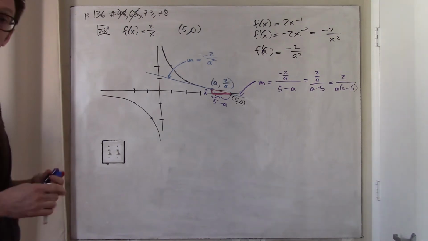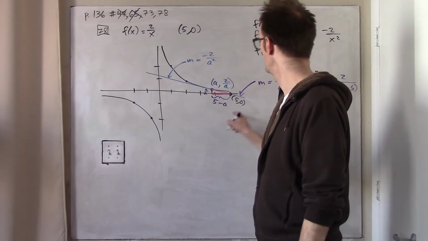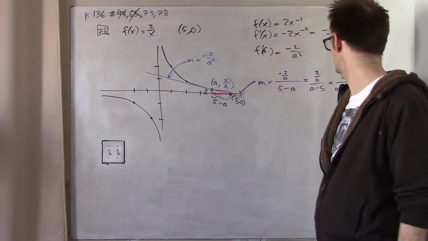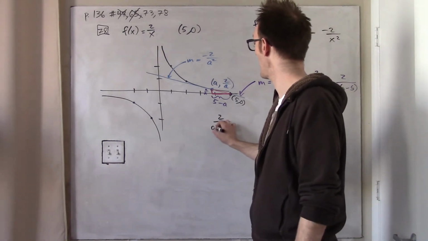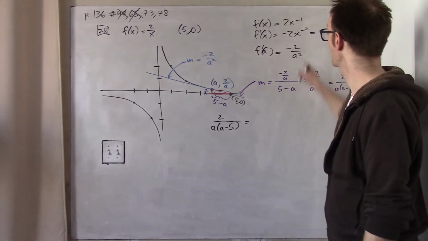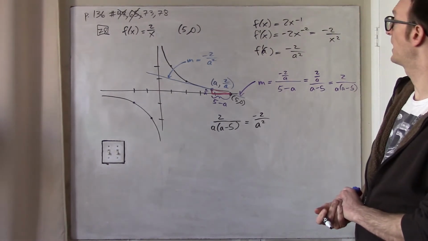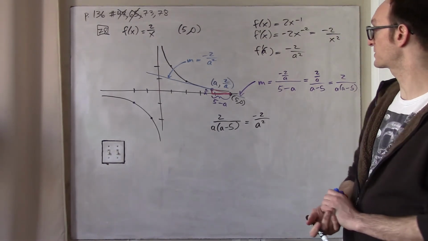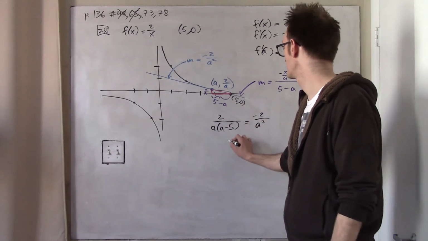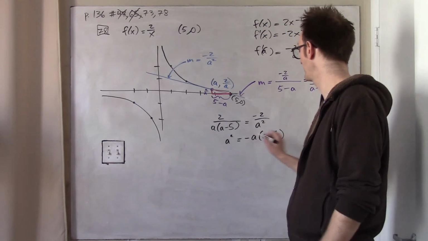What must be true about this point A that I'm trying to find? Well, the slope of this line, as calculated with these two points, 2 over (a minus 5), must be equal to negative 2 over a squared. Yeah, I guess that's it. Alright, so let's just solve this quadratic equation. The 2's cancel, so I get a squared equals negative (a minus 5).